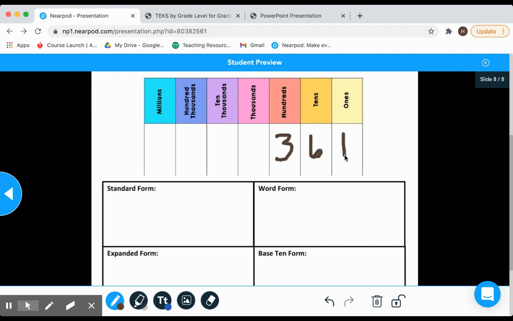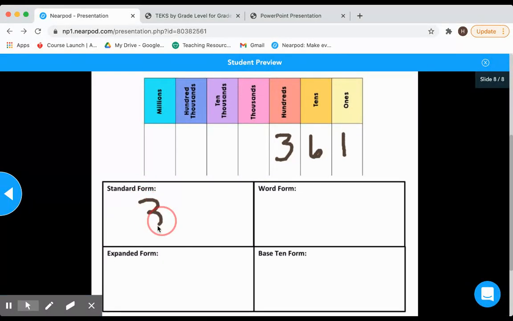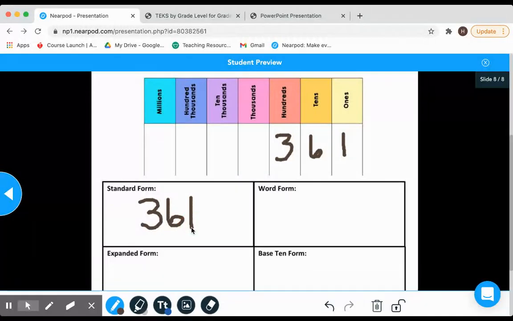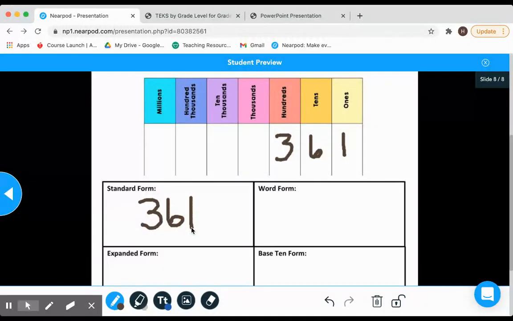Standard form, like it said, is just the normal number. So you're not changing anything here. You're just taking it out of the place value chart and just writing it normal. 361, super simple. When you just think of a regular numbered standard, standard just means normal. So standard form just means normal form.